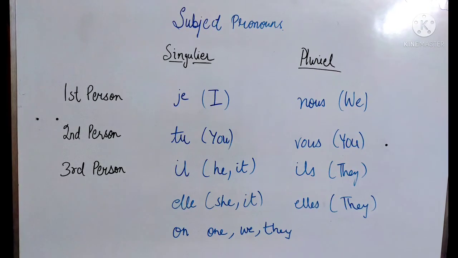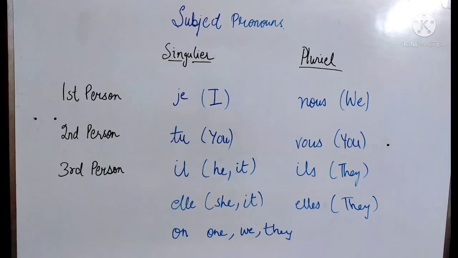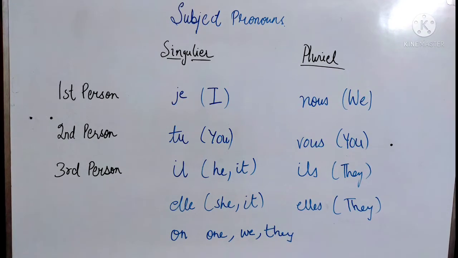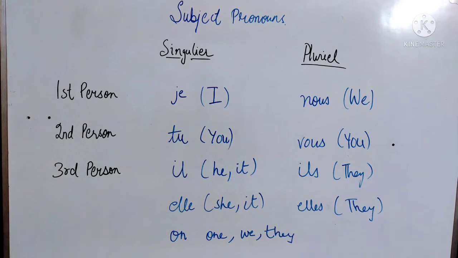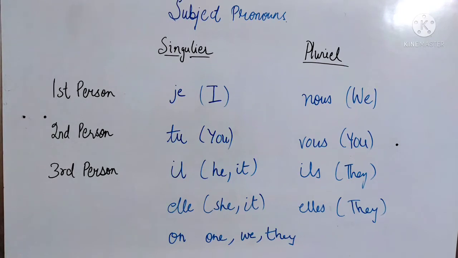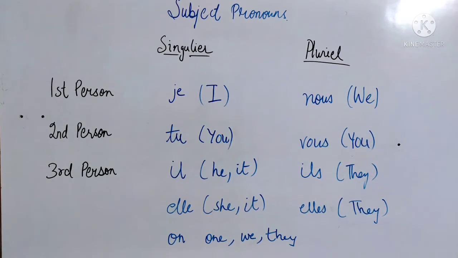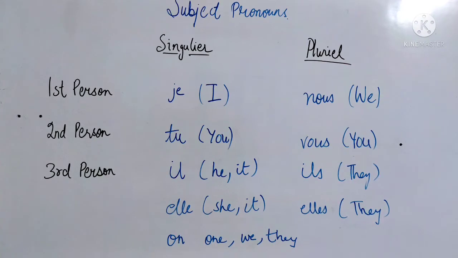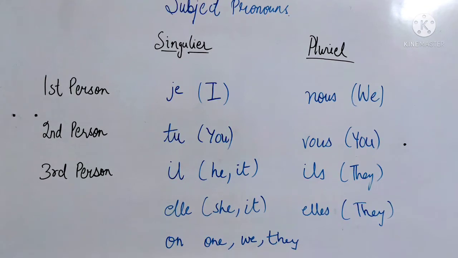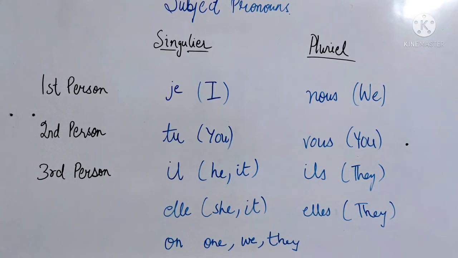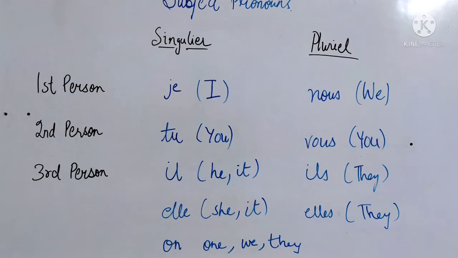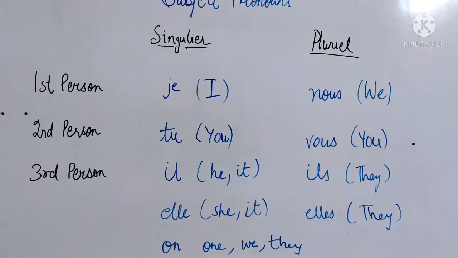Now in the plural, the first person is nous, which means we. Second person is vous, which is you. Then the third person is plural: ils. It will be pronounced as il only, while the s is still there, but it will be pronounced as il. Then we have elles, which is also pronounced the same, like elle, and it is used as they. Now let's have a look at some examples so it will be easy for you to understand it in a better way.